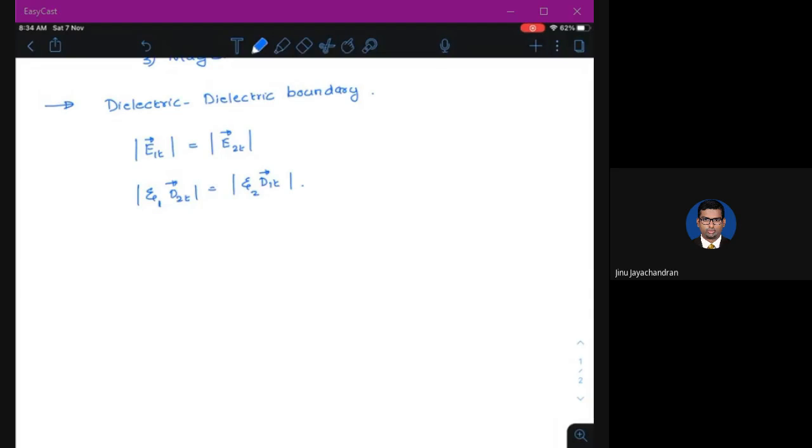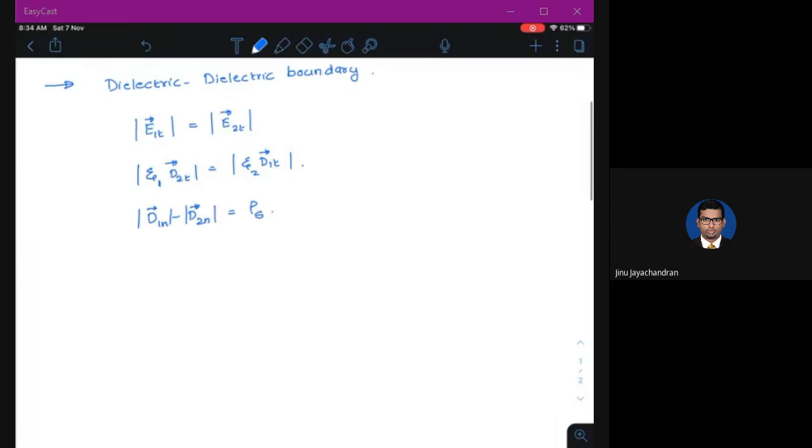Okay. Similarly, we also derived for normal components, which we said as d1n minus d2n is equal to the surface charge density rho s, and then if rho s is equal to 0, then both will be equal. We also saw that epsilon 1 e1n minus epsilon 2 e2n is also equal to rho s. So if rho s is equal to 0, which means these components are equal. Okay. So this is what we have seen in the dielectric boundary.